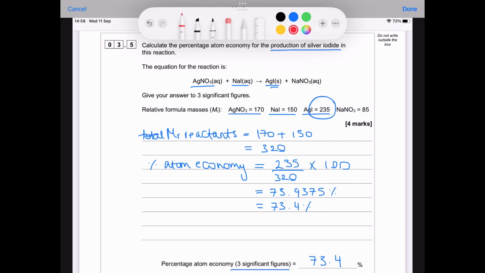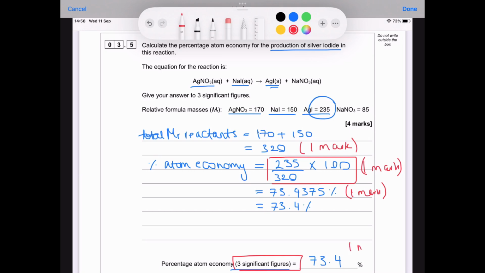So let's explore how you can get 4 marks for this question. So the first mark that you can get is for working out the sum of relative formula masses of the reactants. So literally for writing down 170 plus 150 equals 320, you get 1 mark. So this is why it's really important to write out your working out. Your second mark comes from the actual atom economy formula with all the correct values subbed in. And then you get a mark for writing out the value you get for putting that formula into your calculator. And then finally you get a mark for writing out the answer to 3 significant figures.